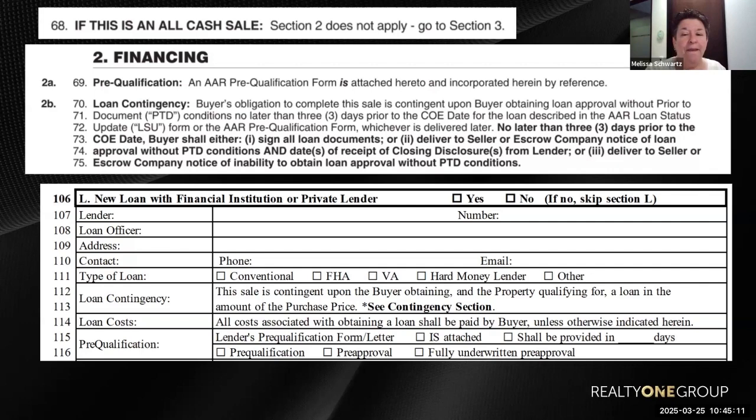So, let's see, if there's no new loan, right? No, you skip section L. So similar to ours, all cash sales skip section 2. There's a skipping section L, okay?